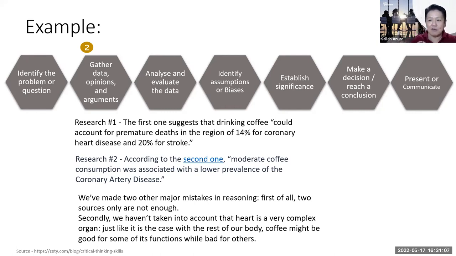Okay, so this is a step where people often find a challenge. They might go straight away to two research pieces and say that's enough, and simplify things too easily. Okay, so this is step 2, gathering data, opinions, and arguments.